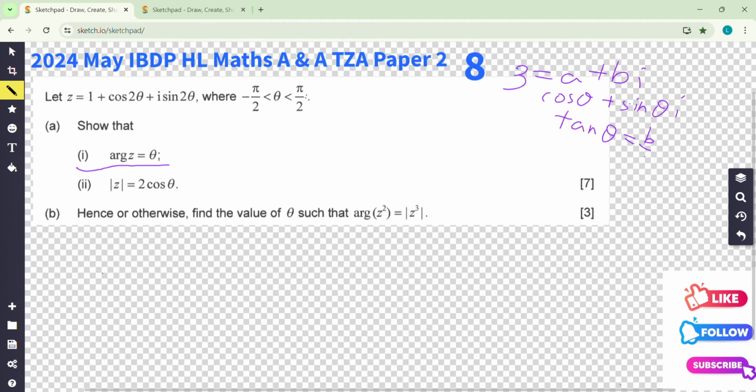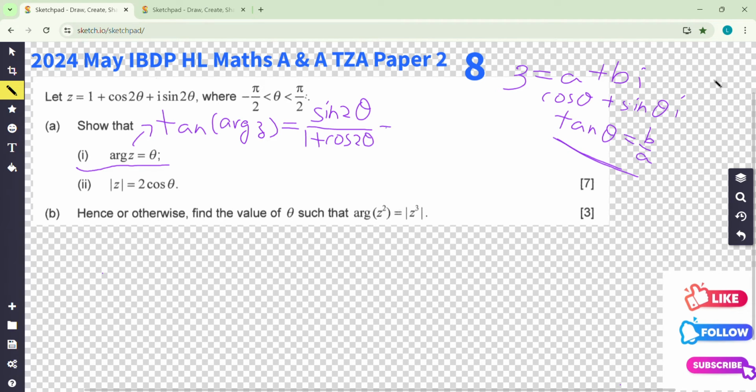Bingo! That's it. Stop it. This is the fundamental thing that we know. Tangent theta equals the imaginary part over the real part. So we start from here. So we said that tangent of the argument equals the imaginary part, sine 2 theta, over the real part, 1 plus cosine 2 theta.